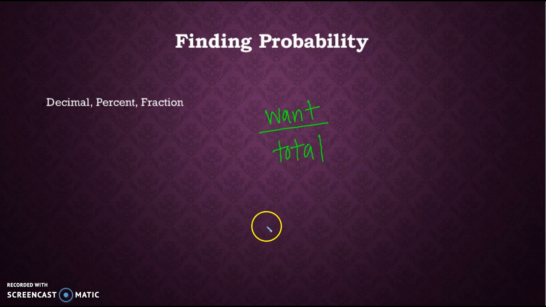So for example, if you are trying to get a heart out of a deck of cards, well, there are 13 hearts in your deck of cards, so 13 out of 52. Remember, your probability can be written as a decimal or a percent or a fraction. If you're going to do a fraction, go ahead and simplify. So this 13 out of 52 would simplify to 1 over 4.